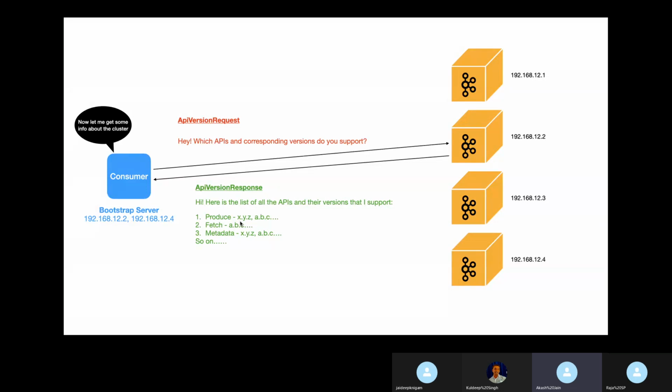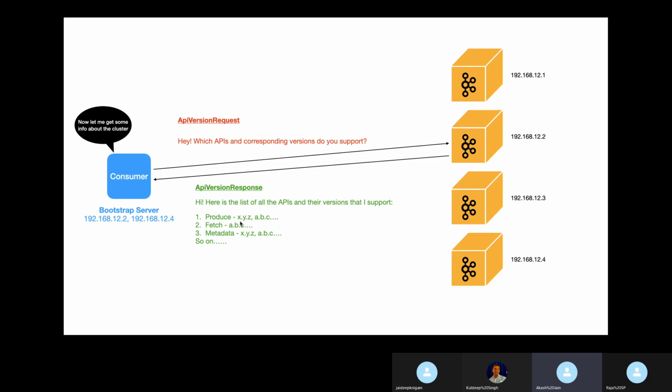So the next thing that must happen is that it must try to find out more about this particular cluster. And when I say it needs to know more about this cluster, what I mean is it needs to know what the various topics are, what the partitions are within each of those topics, and who is the leader for each of those partitions for that topic. So those kinds of things that it needs to know.